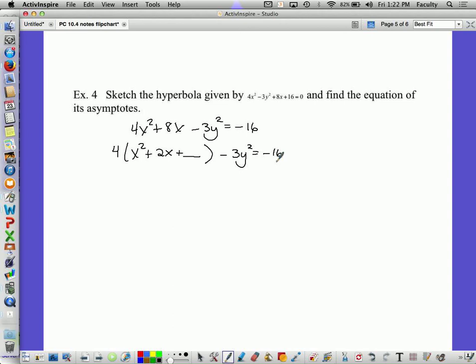So I factor out the 4 and get x squared plus 2x plus, and I'll be proactive here. I'm going to take half of 2, which is 1, and square it, but I have to add 4 to the other side because that's the net effect. So I get 4 times the quantity x plus 1 squared minus 3y squared equals -12. And this is the first time we've seen this. This is weird. Our right side is a negative number. And that is actually okay.